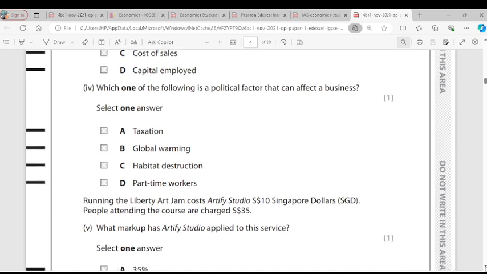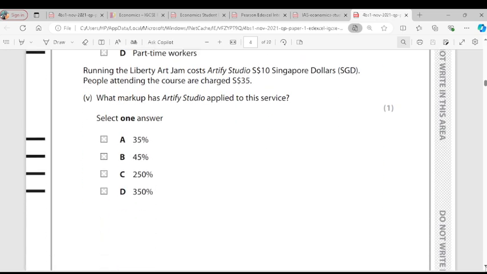Which one of the following is a political factor that can affect a business? Taxation is a political factor because this is decided by the government, and government position comes through politics. So it is A. Global warming is environmental. Habitat destruction is environmental. Part-time workers are a flexible workforce. It doesn't have anything to do with a political factor. So the answer is A. Clear? Is it clear, please? Yes, sir. Roman figure 5.